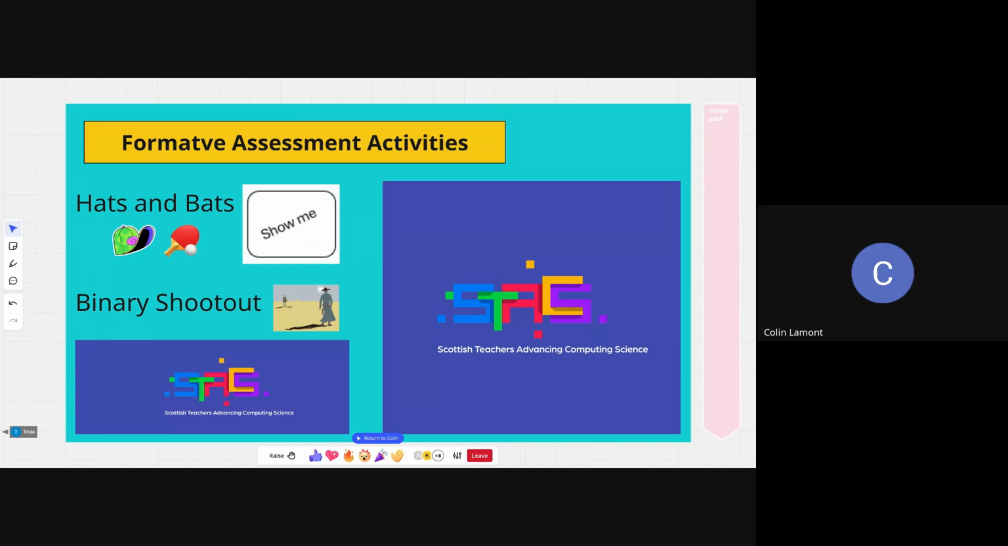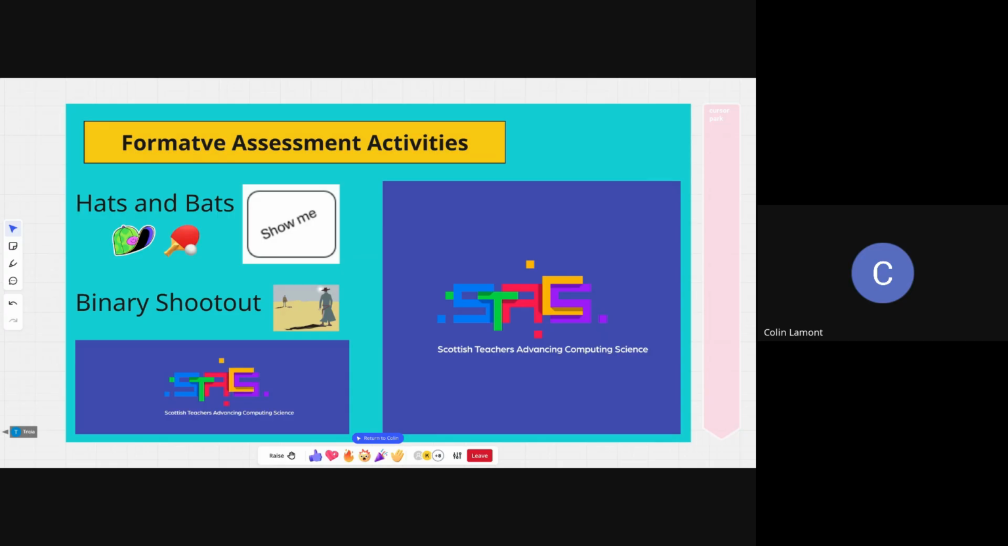You can make it competitive by having a binary shootout. So have a list of numbers and then say 1, 2, 3, go, reveal the number, and the team that can make that number in binary first wins, and the other team are out, and you could do it as a sort of last team standing.